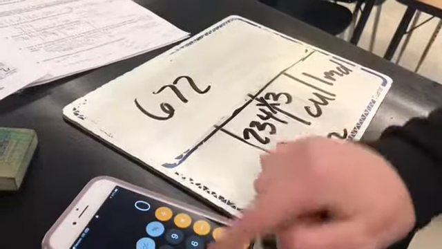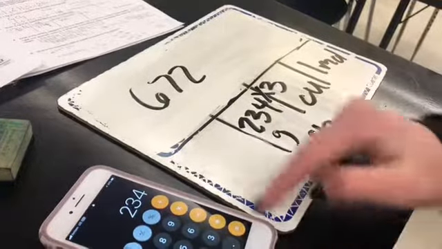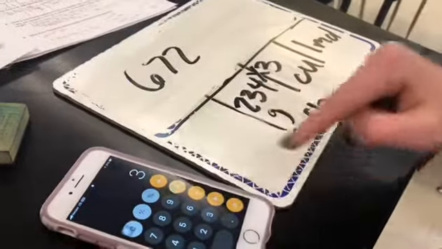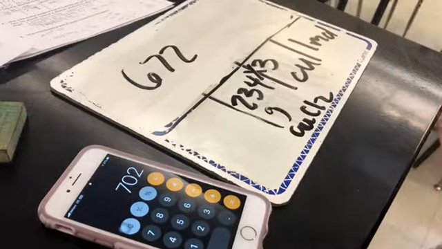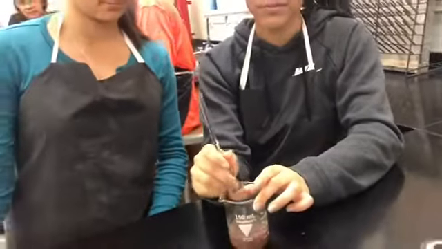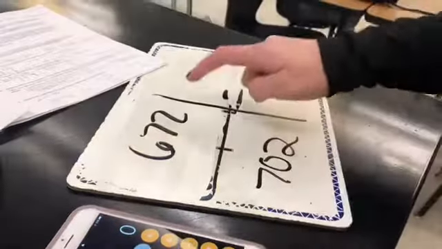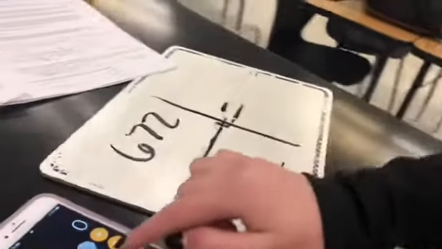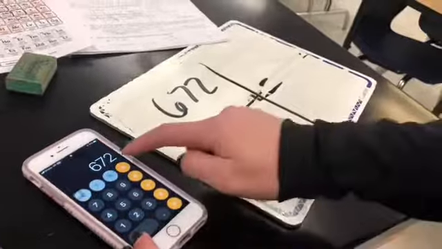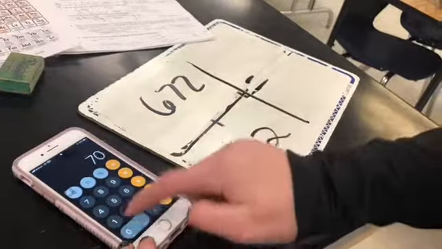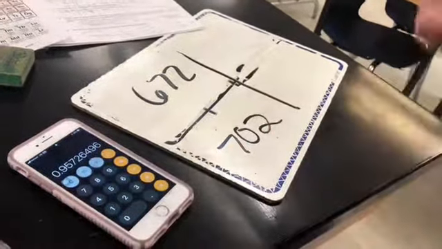And then 234 times 3 equals 702. So you multiply both the top and the bottom, so now we're going to divide. So 672 divided by 702, and that gives us 0.957.